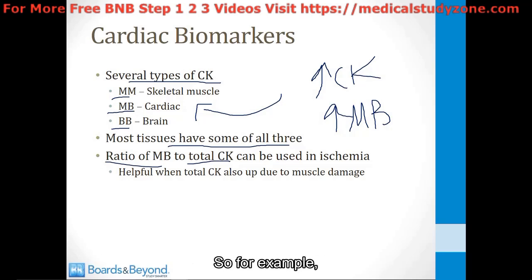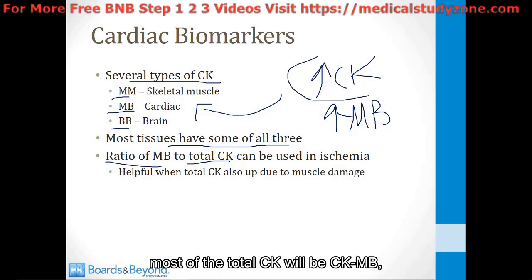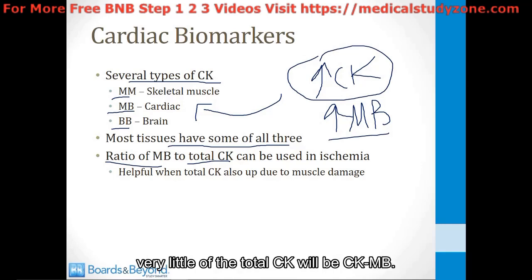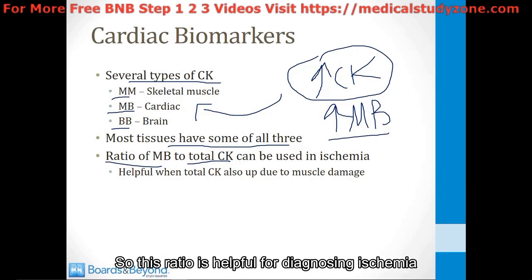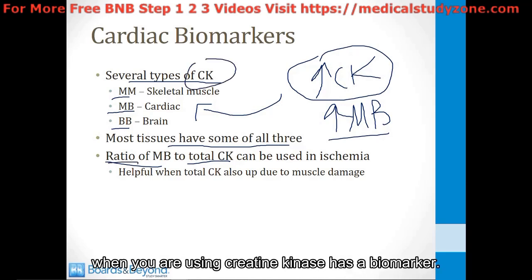So for example, in a patient with a myocardial infarction, most of the total CK will be CKMB. In a patient with rhabdomyolysis, very little of the total CK will be CKMB. So this ratio is helpful for diagnosing ischemia when you are using creatine kinase as a biomarker.